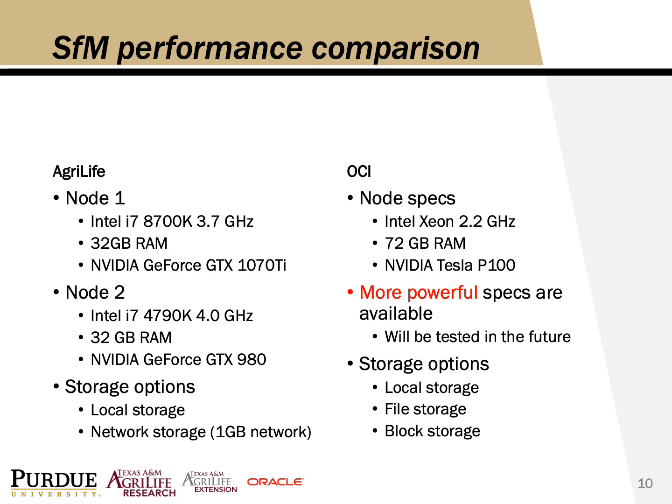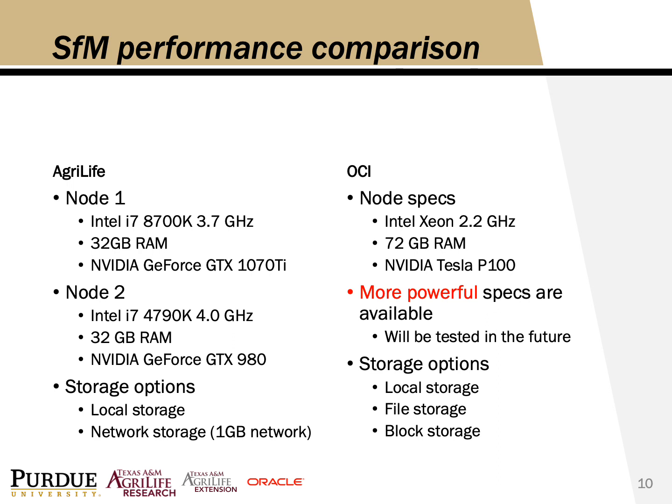As I mentioned in the previous slide, SFM, structure from motion, is going to be the most computationally expensive process in the UAS data processing. We tested the performance of SFM in 2 different environments in this study. The first one is the AgriLife cluster, which is an isolated cluster that is already implemented at the Texas A&M AgriLife Research Station. And another one is OCI, which is Oracle Cloud Infrastructure.